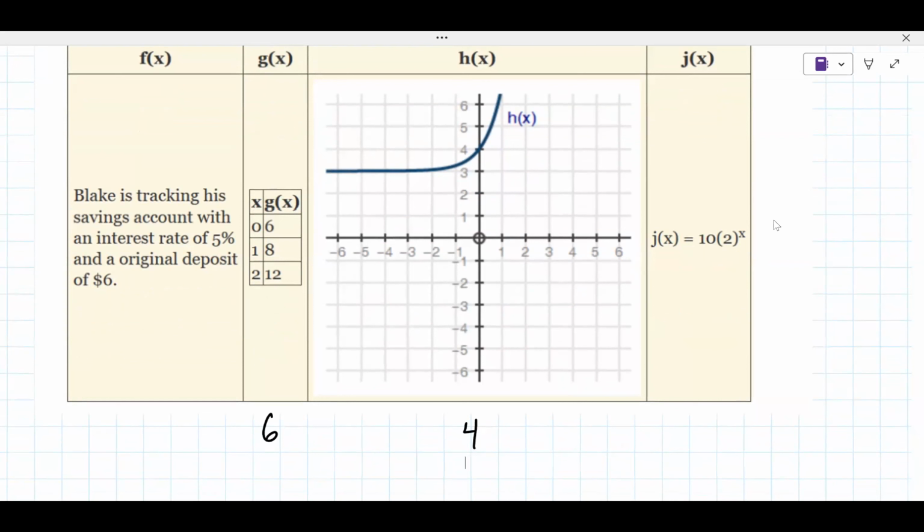Do I just type in 10 parentheses 2 to the x? You put in your calculator 10 times 2 to the power of 0. I just got 10. Yes, it is 10.